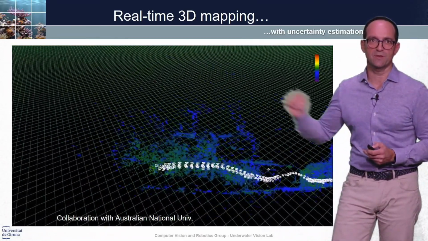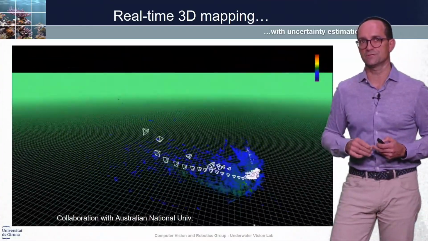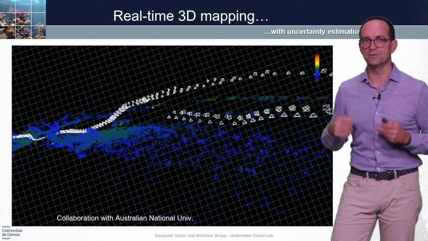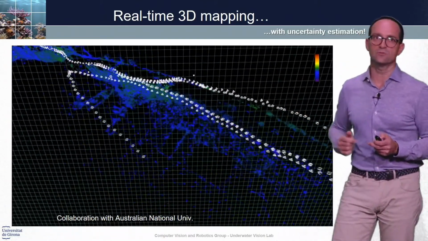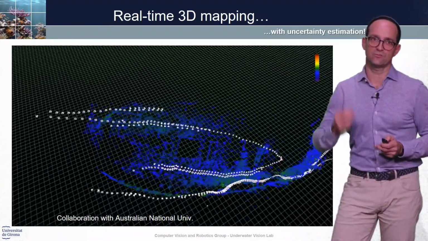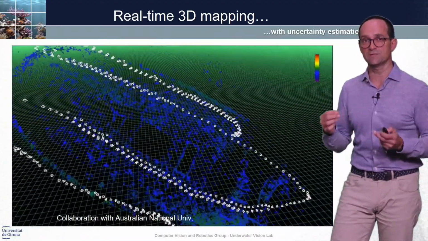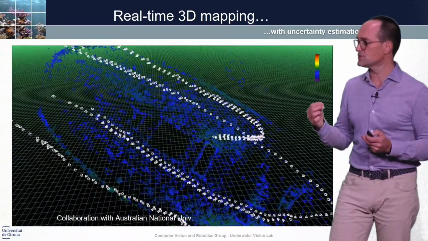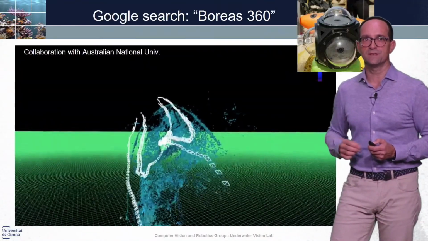This is an example of a collaboration we have with the Australian National University, in which we are using the 5 cameras all around the robot to know the trajectory that the robot is following and the quality and uncertainty of the 3D reconstruction of this sparse cloud of 3D points. In this way, during the data acquisition, I could replan the trajectory of the robot and go back and revisit exactly the same area.